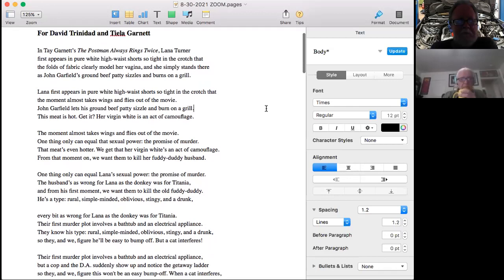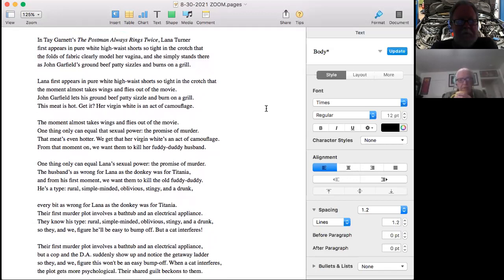When I agreed to do it as a pantoum, I more or less allowed the images of the poem to move me through it. I was obligated to use the line "John Garfield's ground beef patty sizzles and burns on a grill." Instead, I had him let it do it, to give him more agency.